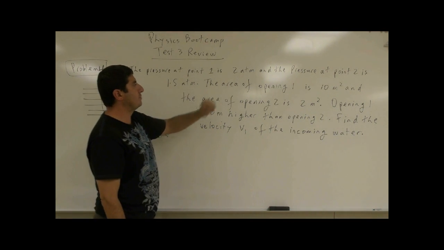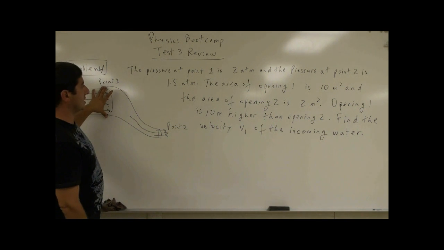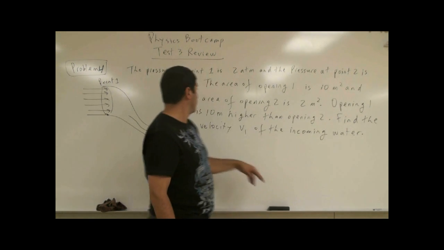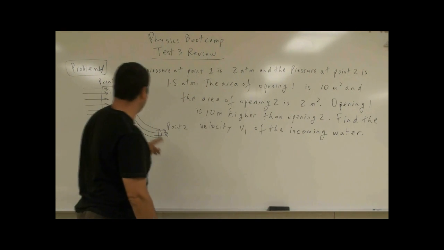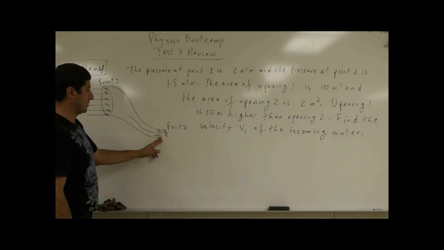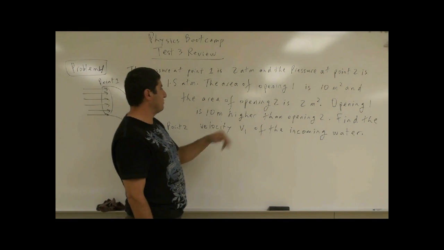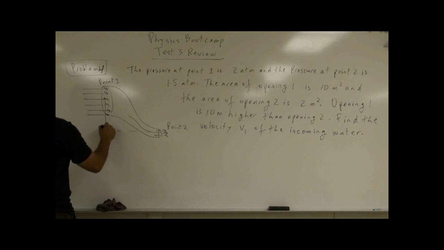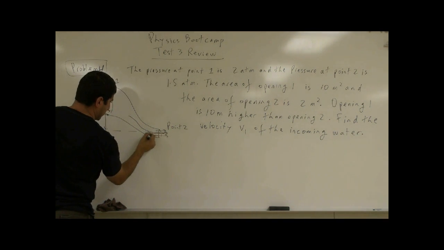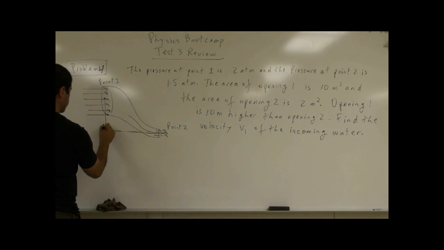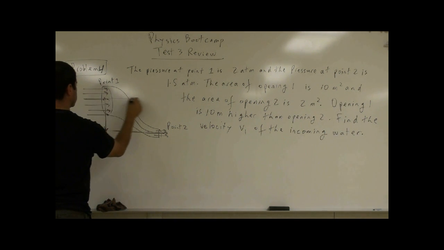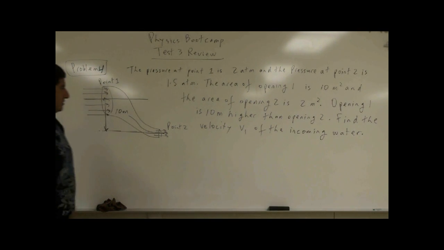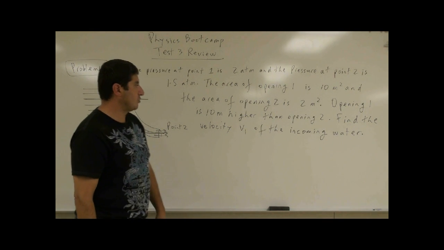The area of opening 1, this area is 10 square meters, which is pretty big. And the area of opening 2 is 2 square meters. Okay, this one is narrower. Opening 1 is 10 meters higher than opening 2. So this one, 10 meters higher. So basically we're measuring from the center of this to the center of that. Okay, that is 10 meters, from center to center. Find the velocity v1 of the incoming water.